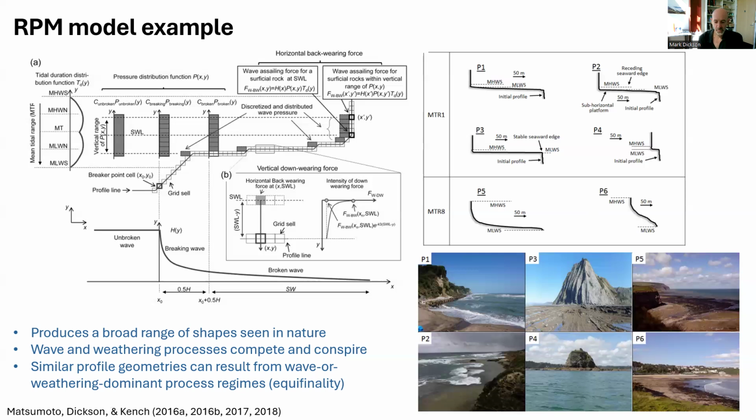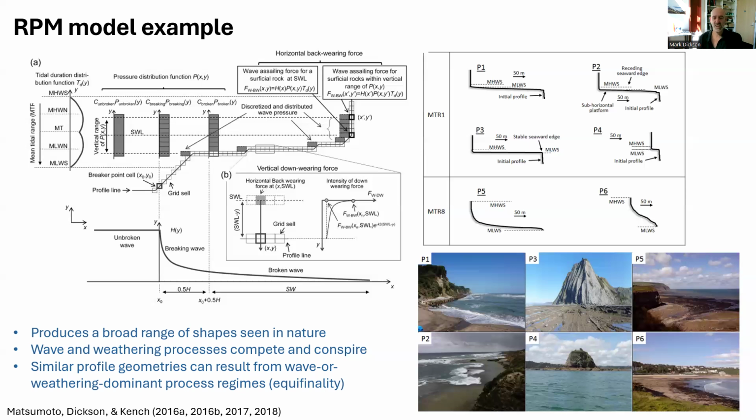So we can compare the relative importance of these processes through time. One thing that we note from this work is that similar profile geometries can result from a model parameterization that results in either a wave-dominated environment or a weathering-dominated environment. You can have a shore platform shape that's produced mainly by waves, or a shore platform shape that's produced mainly by weathering, and they look almost the same as each other.